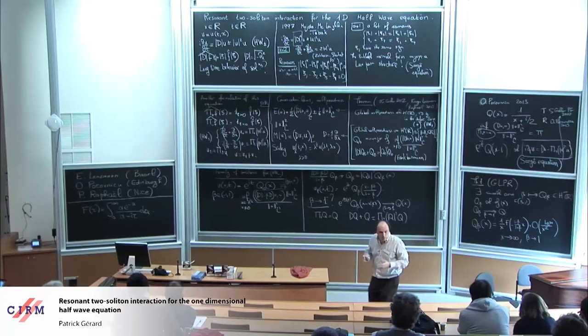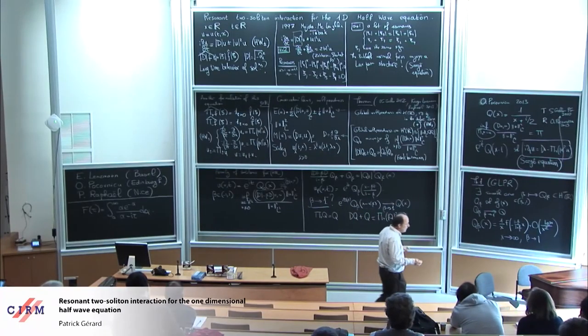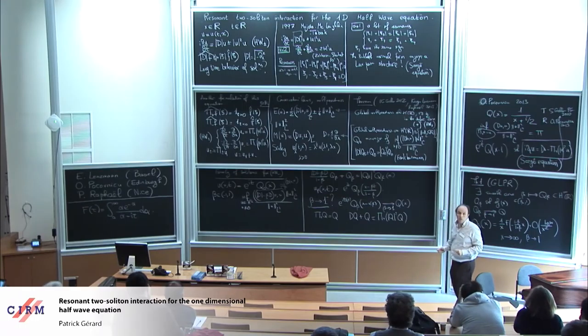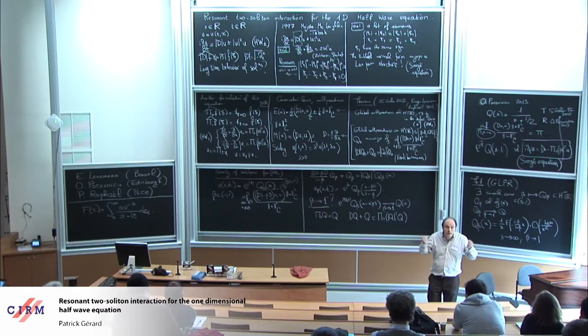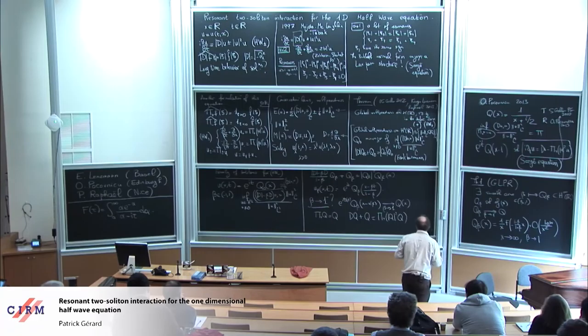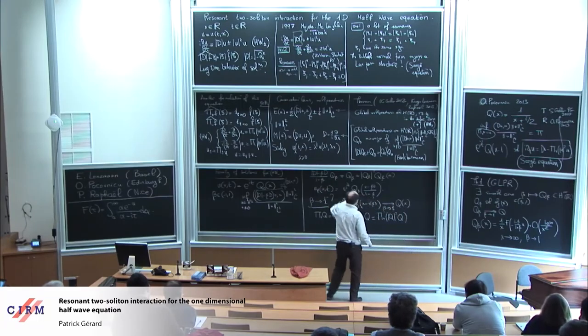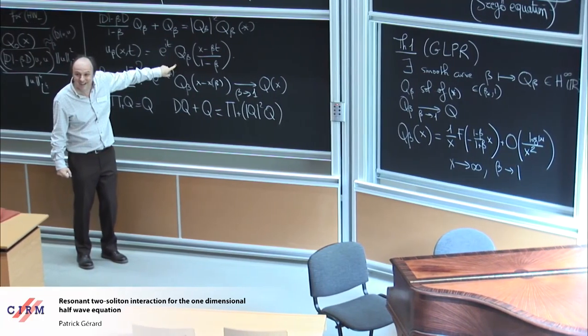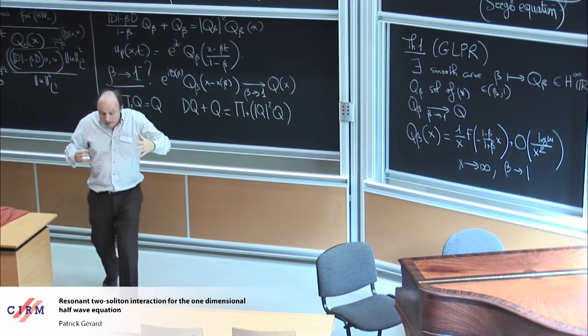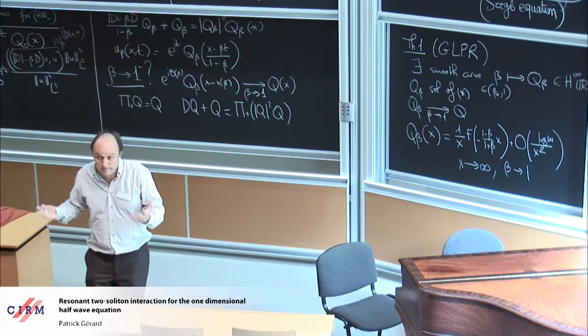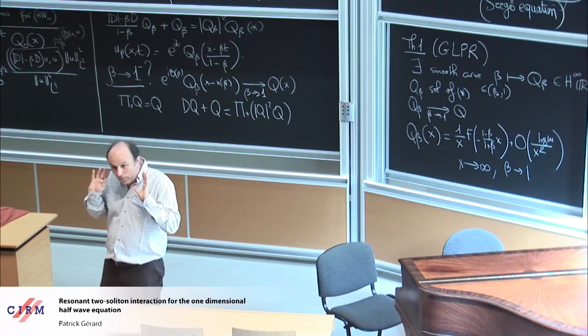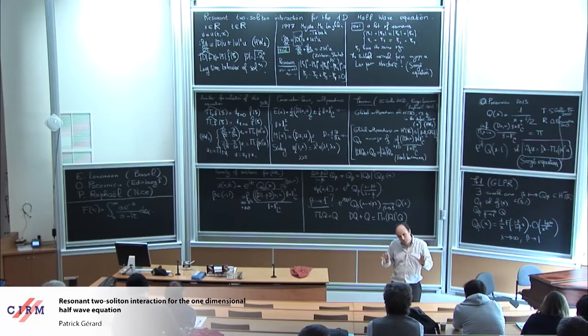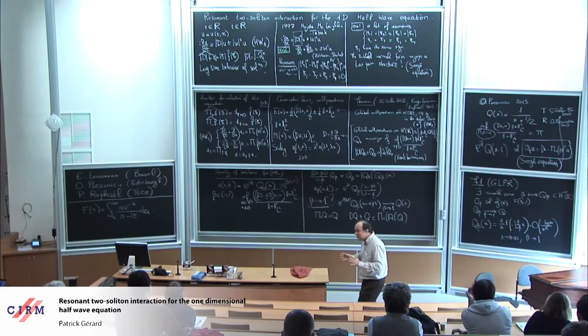Okay, so what are we going to do with this? We are going to make these two guys interact. So the idea is to make these two solitons, with different β, interact by what is called modulation theory. Just as a warm-up, which is more than a warm-up, in fact, but again, Oana Pocovnicu's thesis was extremely useful in that direction.